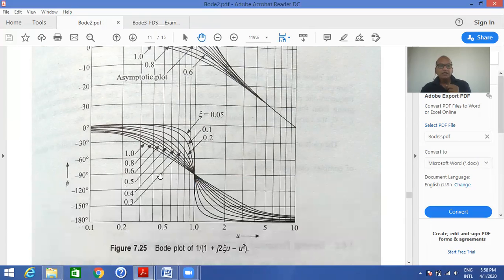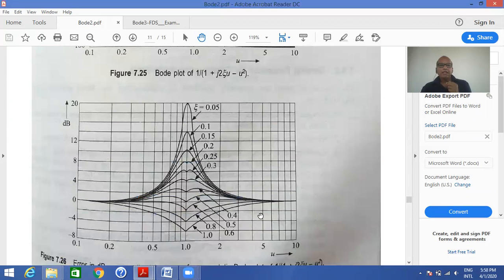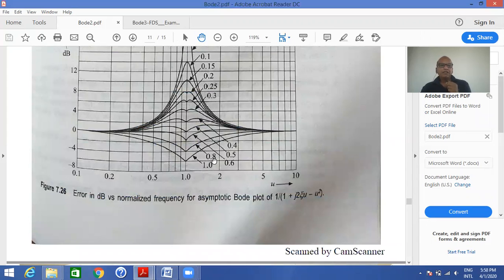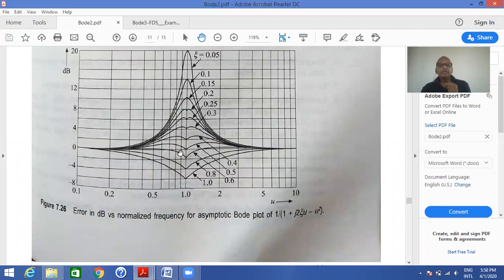Again, the phase angle for the quadratic factor, or the complex conjugate poles, varies from 0 degrees towards minus 180 degrees, that is, it reaches towards the negative side. Here again, this is the error in dB, the error factor for the pole. The error factor again varies between 0 and minus 3.